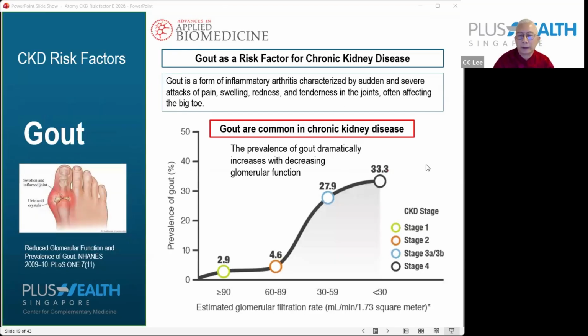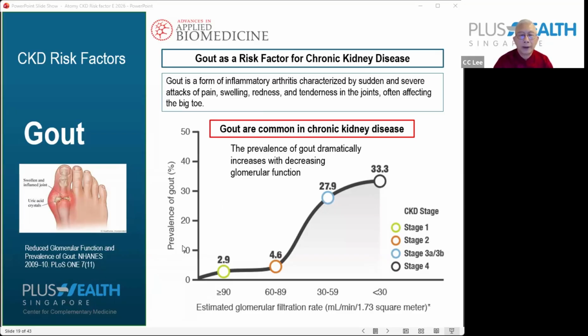Okay, another risk factor that we are going to talk about is gout. Gout as a risk factor for CKD. Gout is a form of inflammatory arthritis characterized by sudden and severe attacks of pain, swelling, redness, and tenderness in the joints, often affecting the big toe. You can see from here that gout is very common in chronic kidney disease, very often, especially when your CKD is at stage 3 or stage 4.